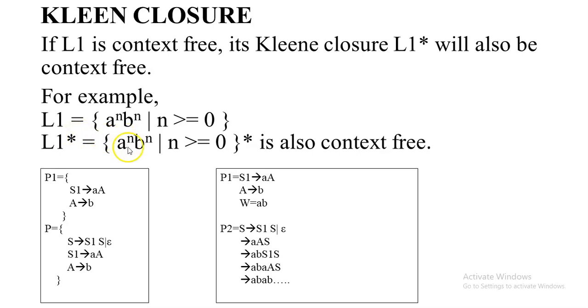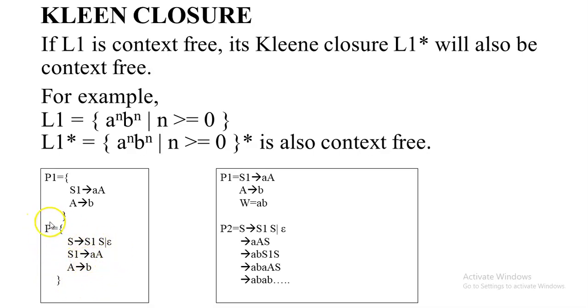L1 closure means it generates strings where the number of A's should be equal to the number of B's, but it includes the empty string. So the language generates either an empty string or a number of A's followed by a number of B's. Then the language is also called a context-free language. Here we see the productions: S1 generates A S1 B, and S1 generates AB. Then our grammar is closed.